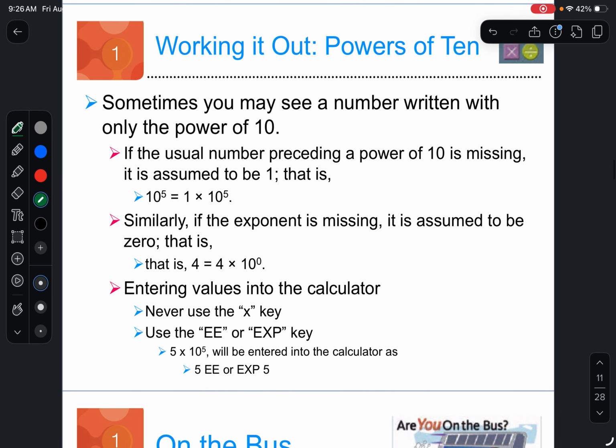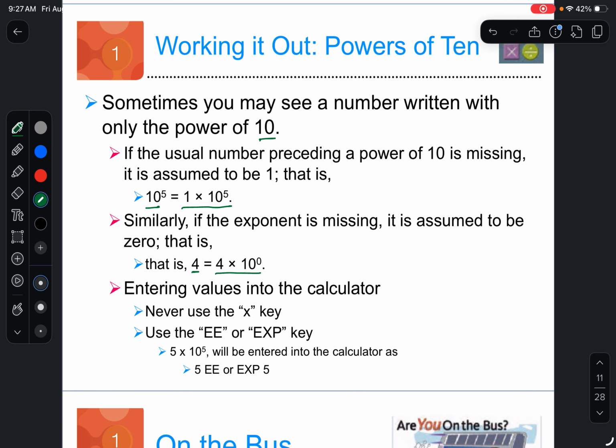So sometimes you could see a number just written only as the power of 10. If that's the case, then it's assumed to be 1. So for example, if you just see 10 to the 5th, you know it's 1 times 10 to the 5th. Also, if our exponent is missing, so for instance, if you have 4, well, in order to write 4 between 1 and 10, it's already there. So you would just say 4 times 10 to the 0 if you were asked to put that number in powers of 10, scientific notation, or exponential notation.